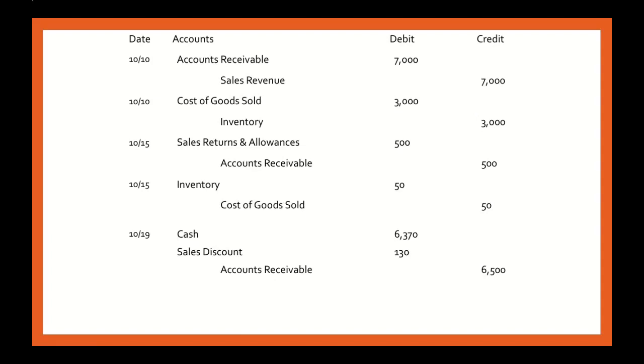Then find your discount. So there's a 2% discount in this problem because it's terms 2/10, net 30. So 2% of 6,500 is 130. And then find your cash. So if you take 6,500 minus your discount of 130, you get 6,370. So those are your numbers for your problem here on Part B when we're preparing the journal entries on the books of Taylor Company.